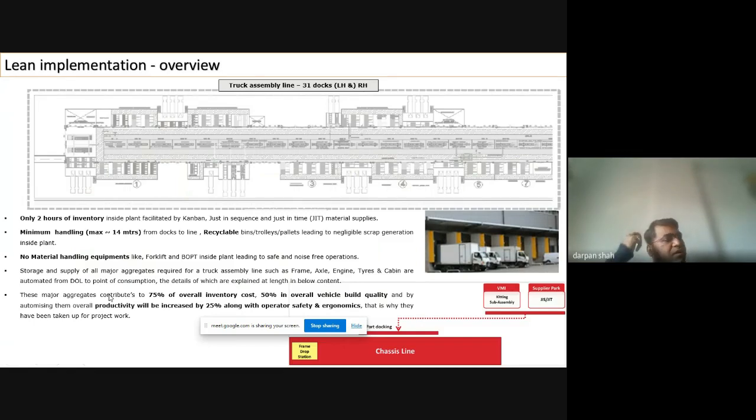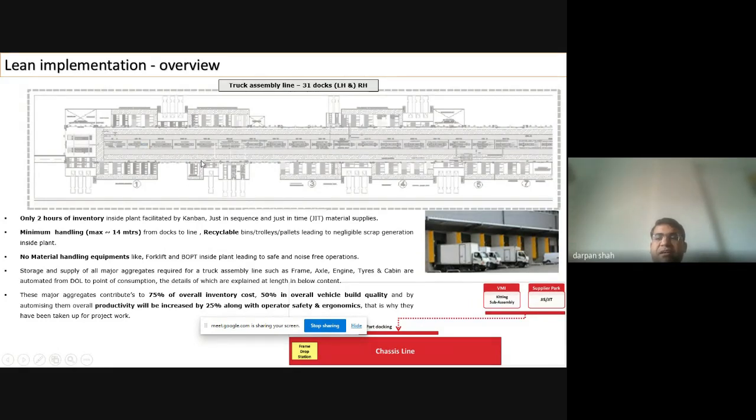Going forward, I'll explain the overall layout. This is a typical layout of our manufacturing assembly line, where this central area is the assembly line. These are the nearby storage locations just next to the assembly line. So this is how we have executed to have just 2 hours of inventory, in line with whatever model needs to be manufactured.